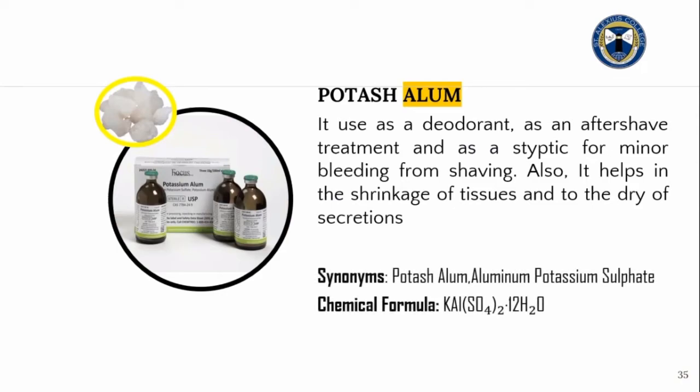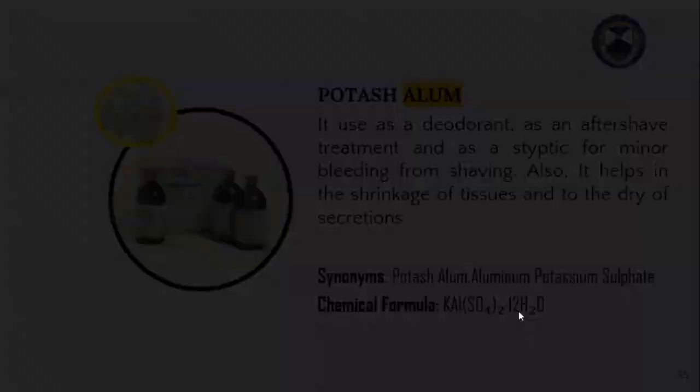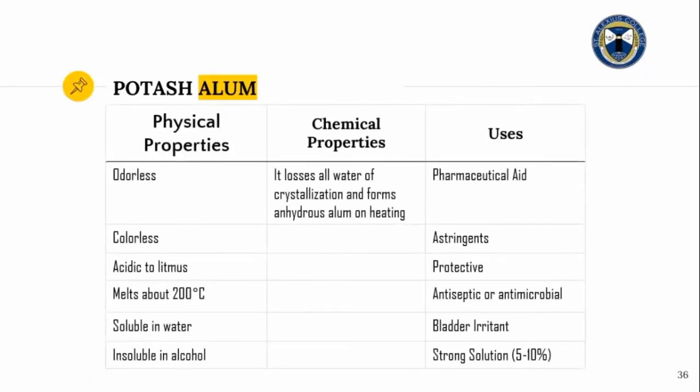So the synonyms of the potash alum are potash alum, aluminum potassium sulfate. So this is the chemical formula for the potash alum. So potash alum physical properties are the following. It occurs as large colorless crystals. It is odorless. Its solution is acidic to litmus. So it melts at about 200 degrees Celsius. It's soluble in water but it is insoluble in alcohol.